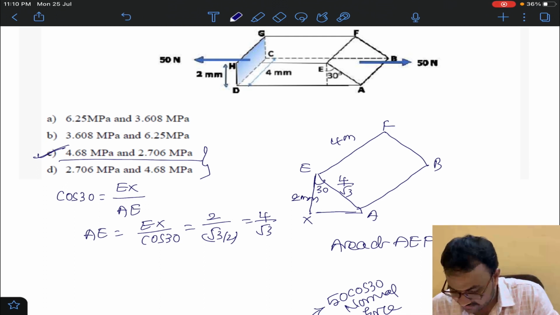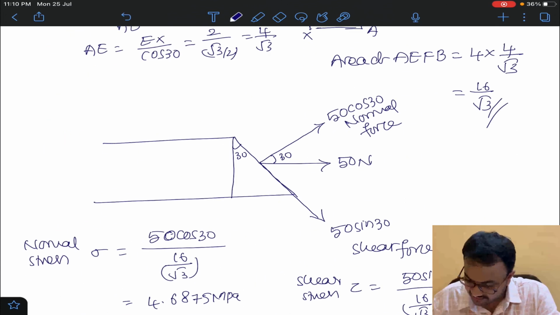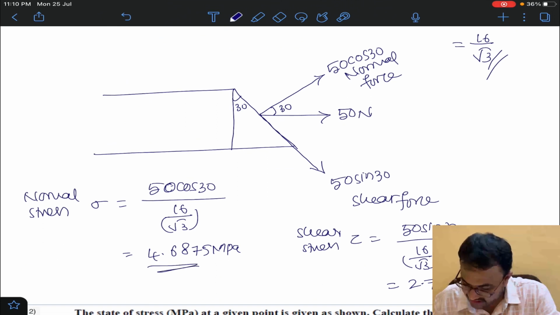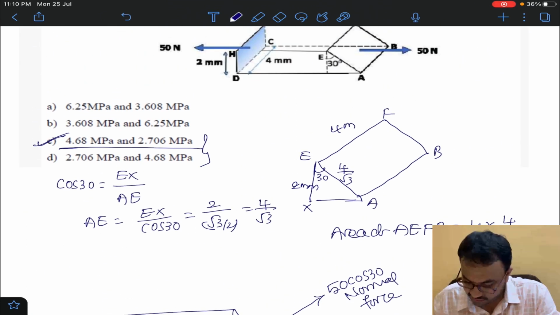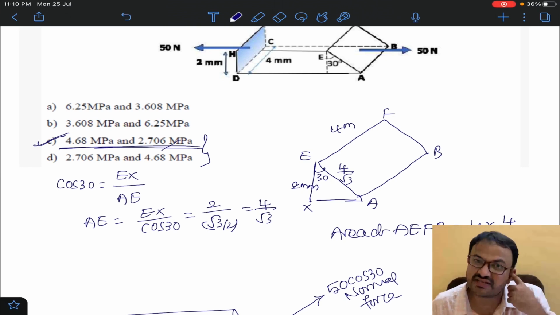Just reverse. Okay, so first of all, what is he asked? First is normal and then shear. First normal, how much we got? It is 4.6 and then 2.7. So 4.6 and 2.7. Okay, he has given in the option D, it is reverse.